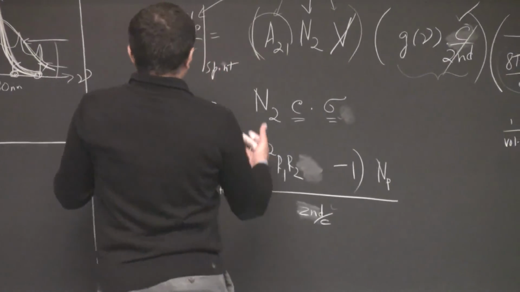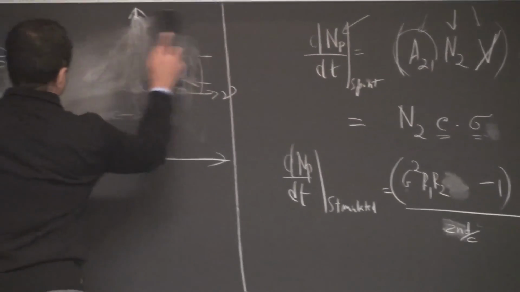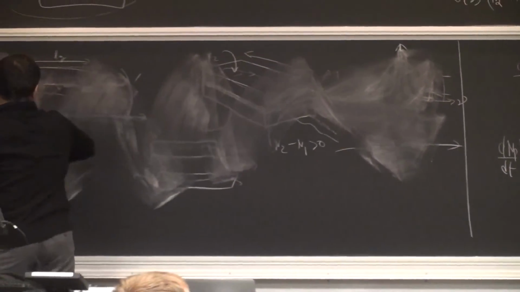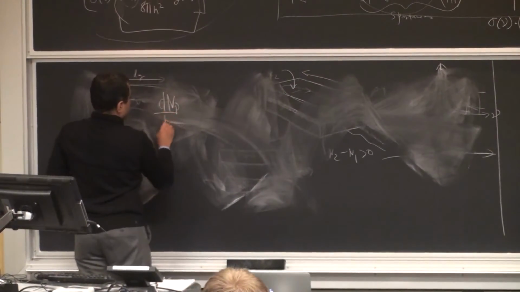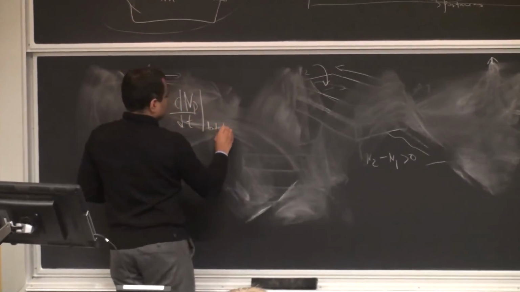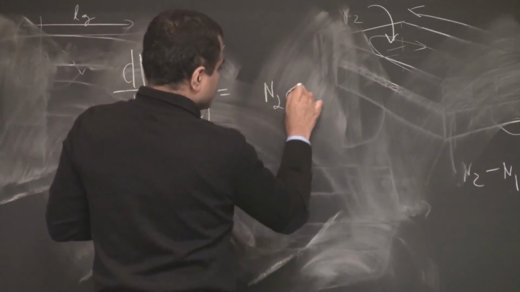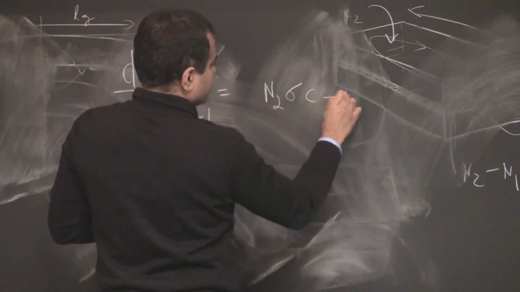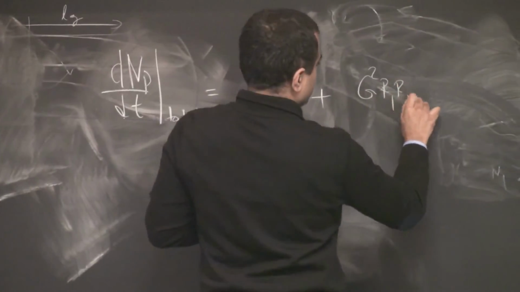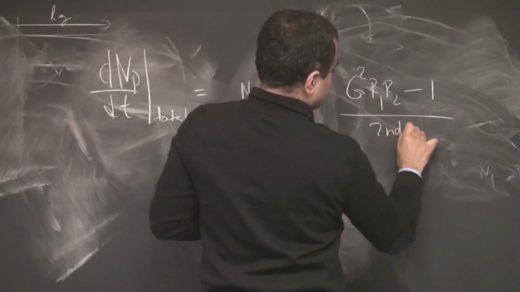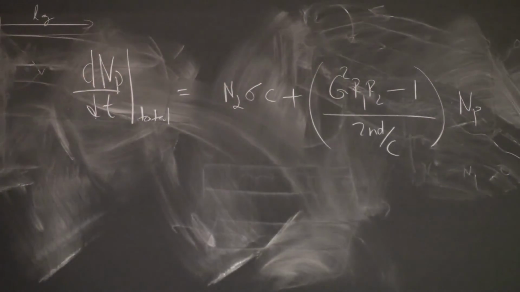And then essentially now the total rate of change of the number of photons is what we are after, and that is essentially just a sum of the stimulated and spontaneous, as we have written many times by now. And when you do that, the total therefore will be N2 times sigma cross section times speed of light plus all the stimulated part, which is G squared R1 R2 minus 1 over 2ND over C, times NP. So again, you got your rate equation now.